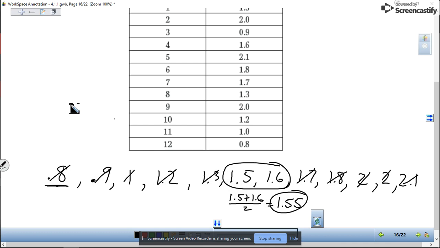All right, got cut off there, so I'm gonna pick up right where we left off. So we said the median is 1.55, and so what we want to do is see, do we feel like the numbers here are close enough to say that there's no striking deviations?